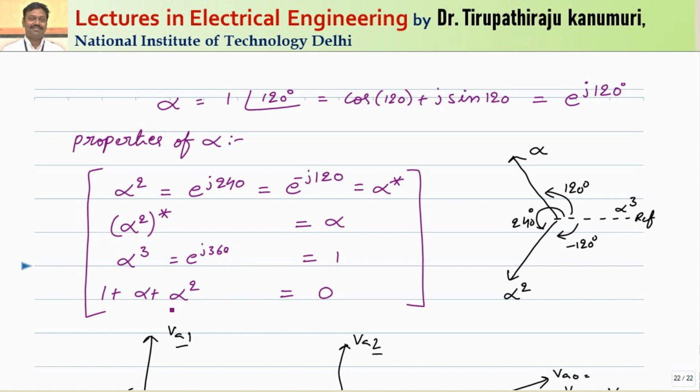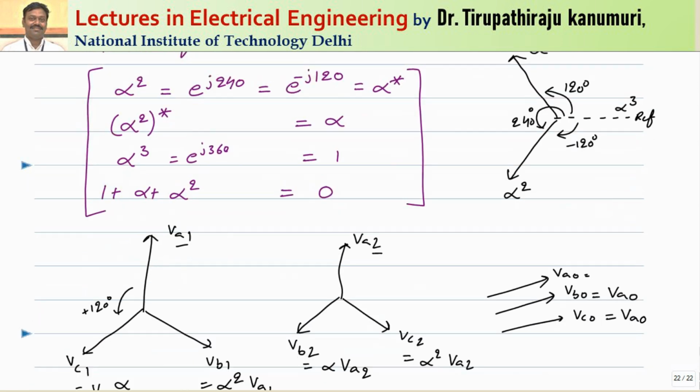What is the meaning of this? This is nothing but the sum of unit vectors which are displaced by 120 degrees. That means I am taking the sum of the components 1, alpha and alpha square. We know that whenever three phasors having the same magnitude are displaced by 120 degrees, the sum will be equal to 0. So this is what we have observed.